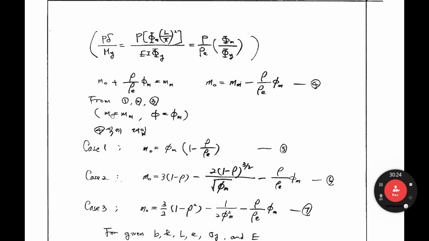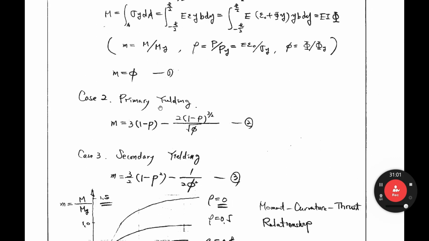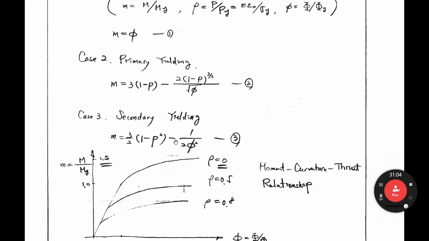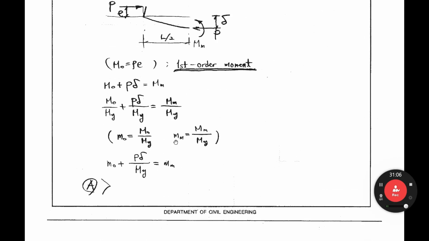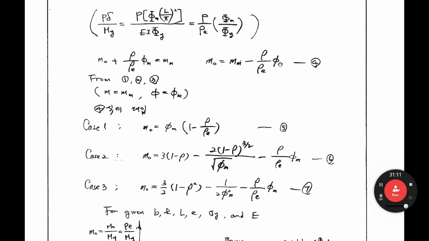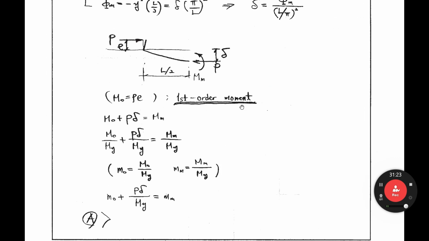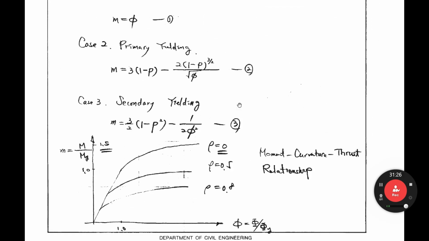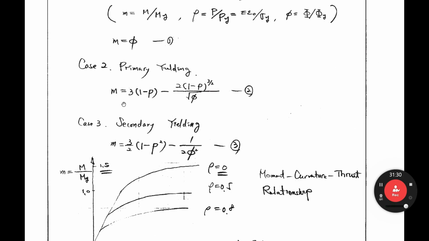So let m equal m sub m, curvature equal phi m. We can input 1, 2, 3 into equation 4. From equation 1, m equals phi m. Do you remember? M equals phi m. Okay. So if you input m equals phi m, then this equation can be phi m times 1 minus rho_E, like that.